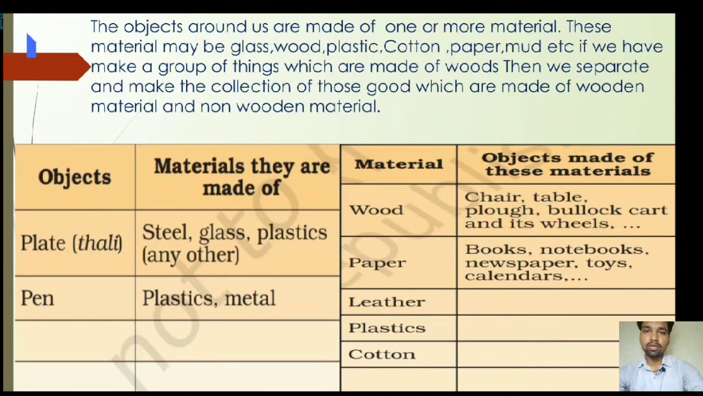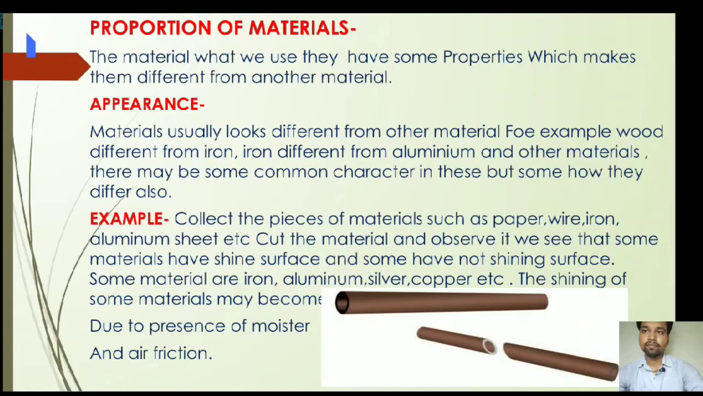Friends, I would say that you have to name 3 more objects which are made of wood and paper, and here are the rest of the 3 materials which are leather, plastic and cotton. You have to name 5 items which are made of leather, plastic and cotton respectively.